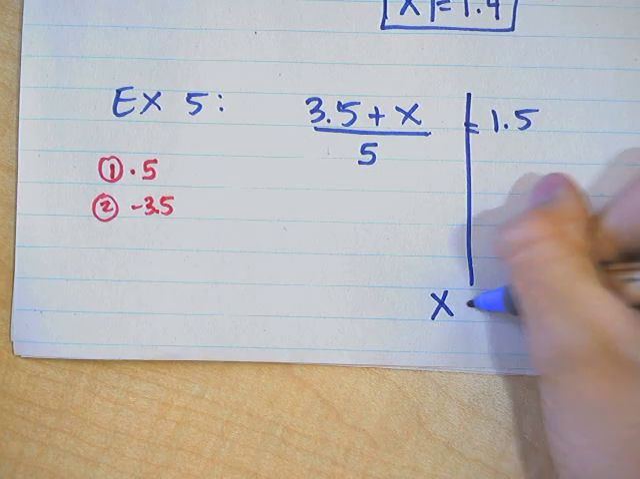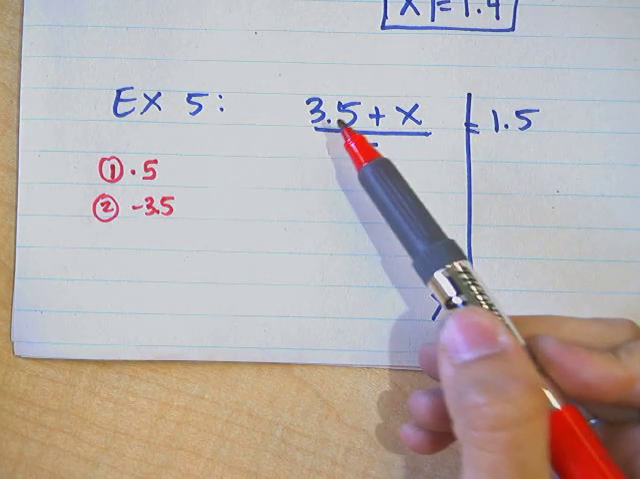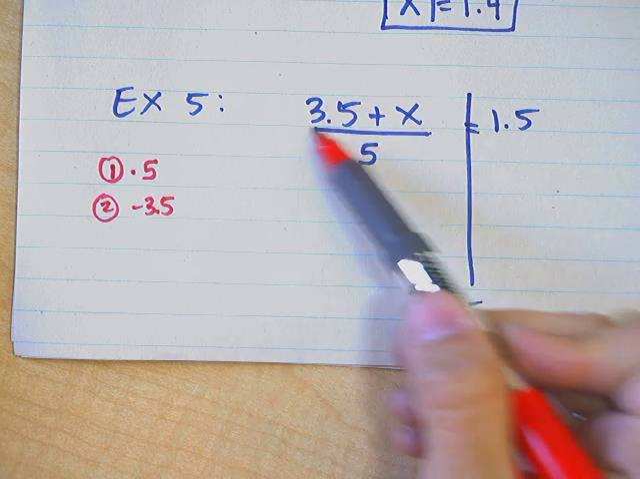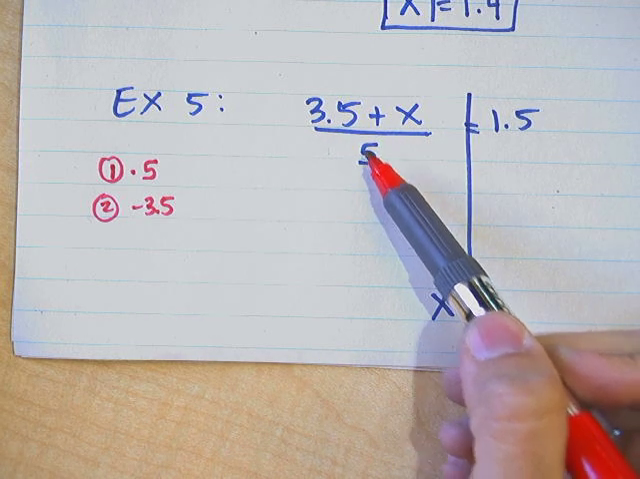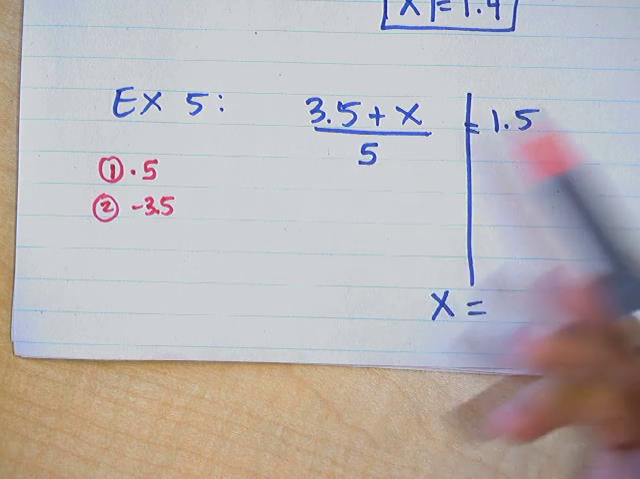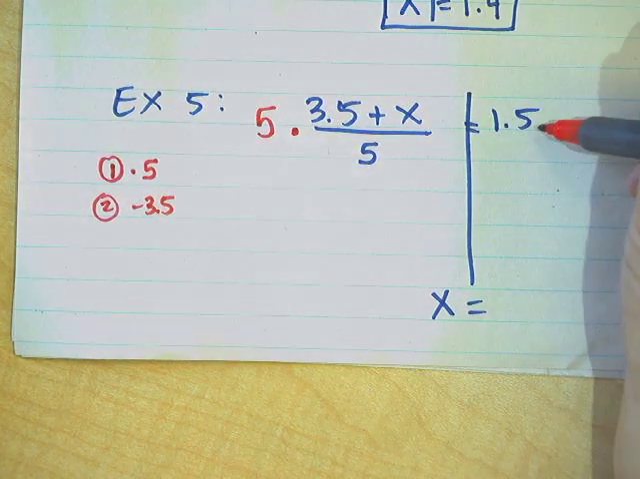This is the goal. I cannot subtract or add first, because this is divided by 5. So I want to get rid of that first. It's kind of a simplifying step. We're not really solving yet. So I want to get rid of the 5. Multiplied by 5 on both sides.